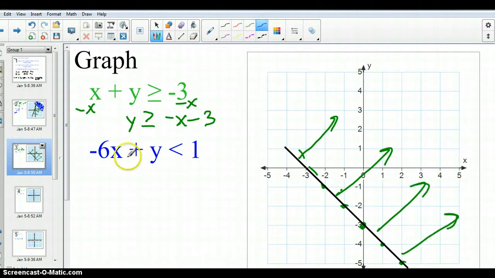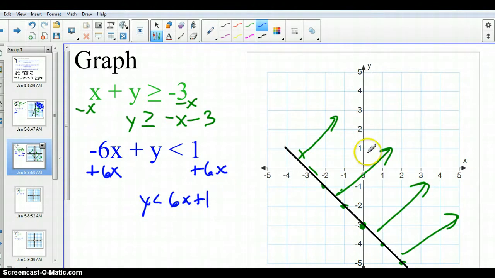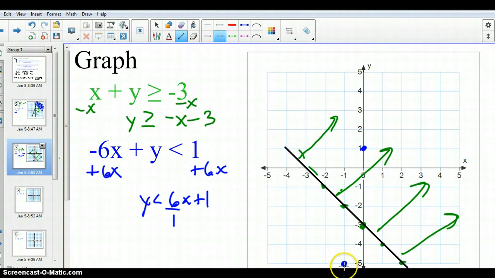The next one, all I have to do is add 6x to both sides, and I have my y all by itself. So I plot my y-intercept at 1. I can go up 6 to the right one, or I can go down 6 to the left one, because it's 6 over 1. Okay, so my line is going upwards. That's going to be a dashed line.